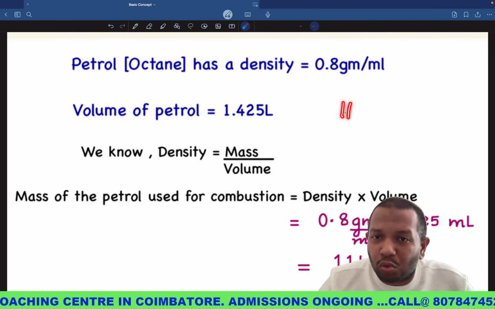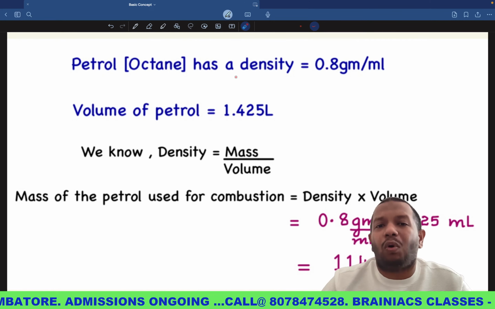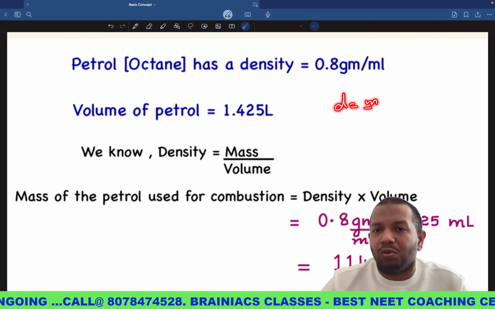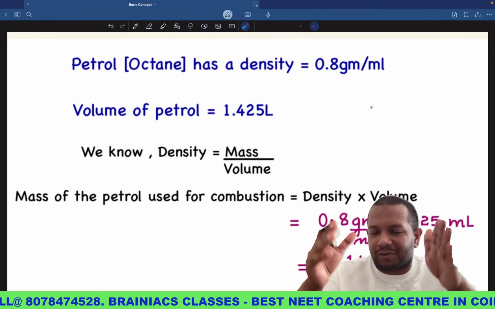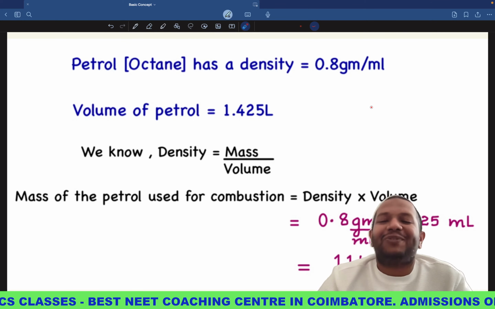Very important. Similar to water. Whenever water is given and they say it is not water vapor, if you want to calculate mass, we need to apply density is equal to mass by volume. We have seen similar questions initially in our part 1 series. Very important. Don't forget this.